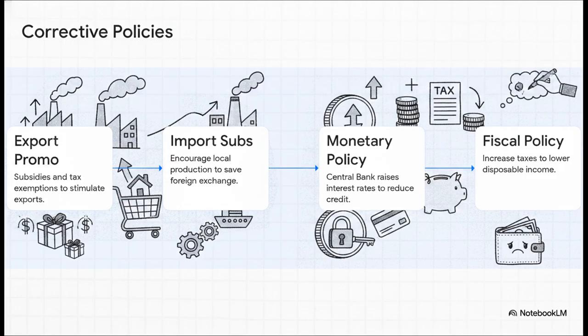The central bank could use monetary policy to hike up interest rates, making borrowing super expensive. Or the government can use fiscal policy to raise taxes. Actually, both of those actions do the exact same thing. They reduce citizens' disposable income, leaving them with way less money to spend on imported goods.